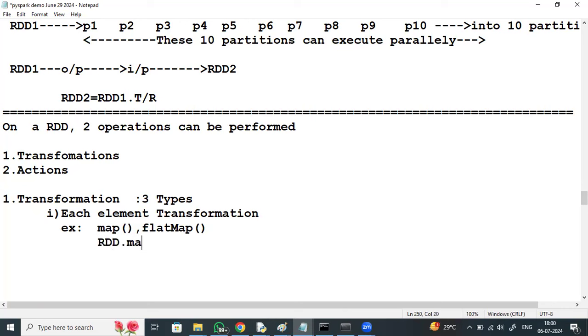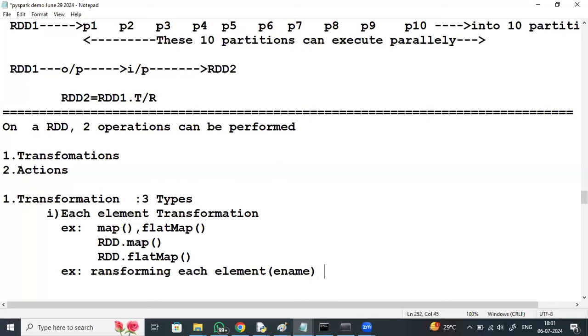RDD.map, you say. RDD.flatMap, you say, with M capital here. What do you mean by each element transformation? Transforming each element.